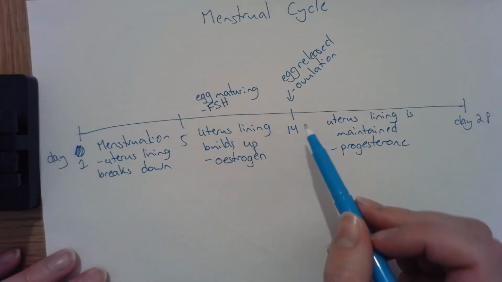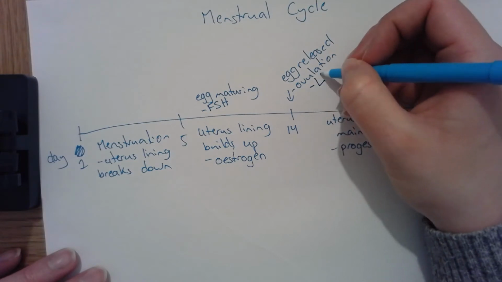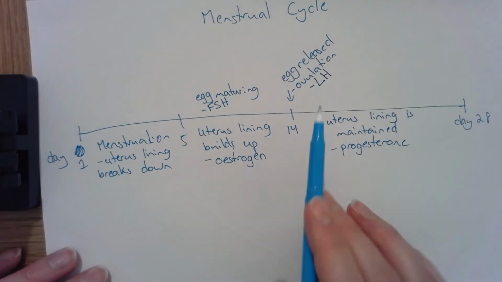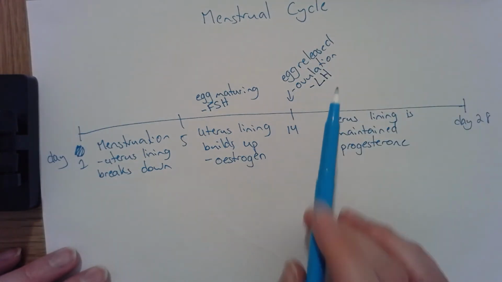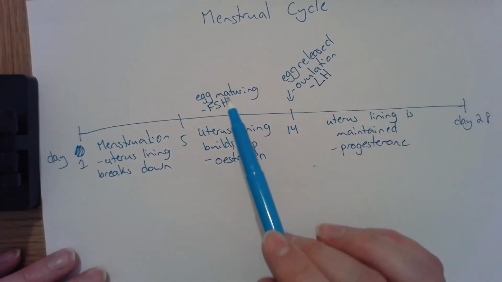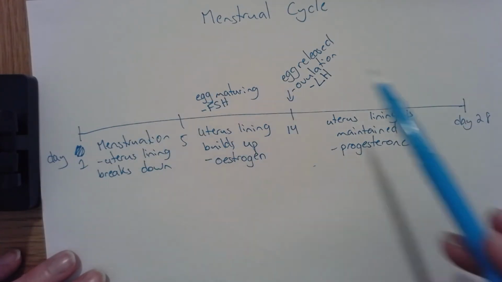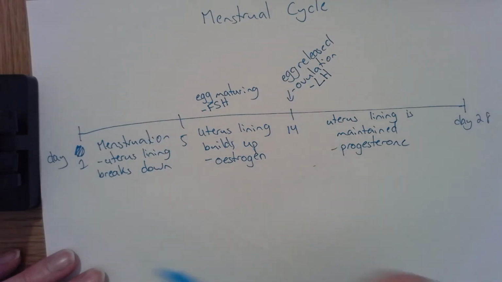And then ovulation at day 14 is triggered by a different hormone, luteinizing hormone, or LH. So it causes the egg to finally be released. FSH gets it ready, LH releases it. And so these 4 hormones change in concentrations and make this cycle continue over and over again every month until the menopause.